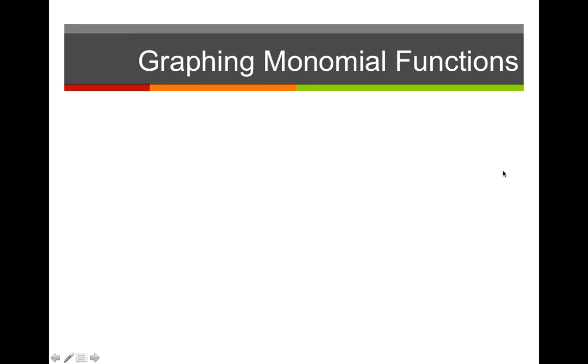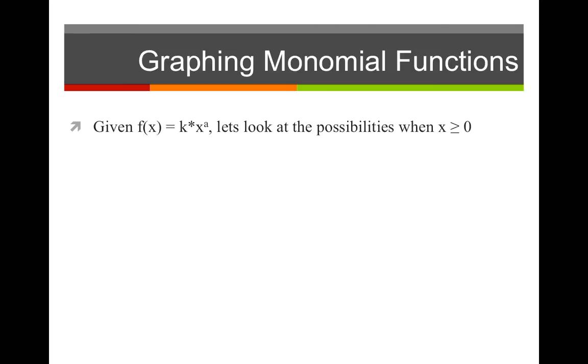So if we were to go graph monomial functions, you've got to remember that x is positive, not n, or a in this particular case. I'm not sure why I used a there. Should probably be an n. K times x to the a power. Let's look at the possibilities for x greater than 0.